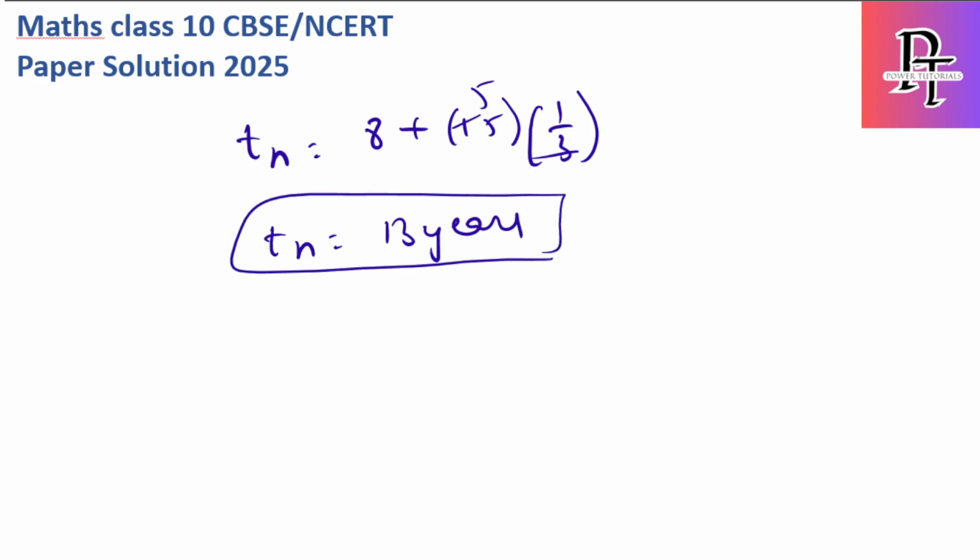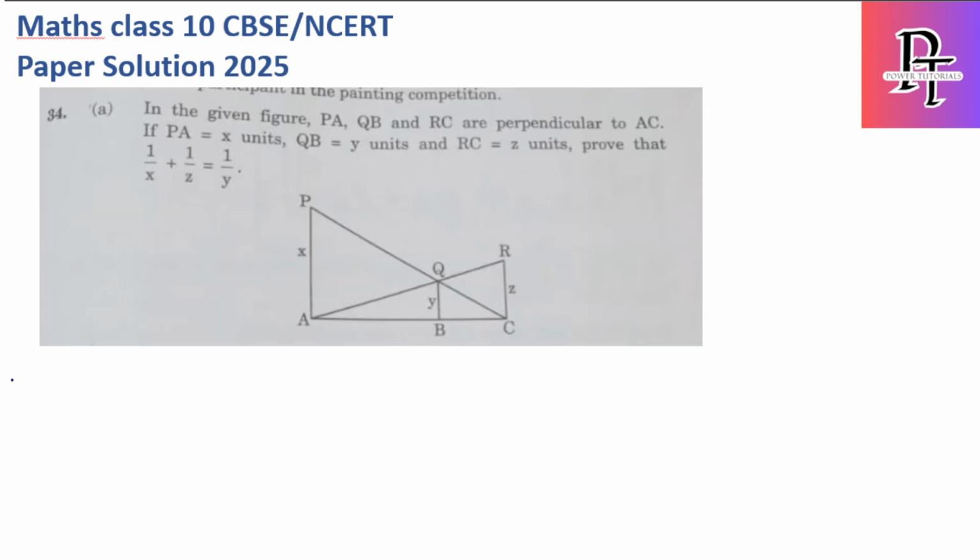Okay, let's move to the next one. Okay, this is the triangles question. This is A part, and if you remember, if you see my previous videos, definitely I think you should solve this question, because it is a direct previous year question. I think in 2023 one of the sets got this question. So how about B part? Let's see it.